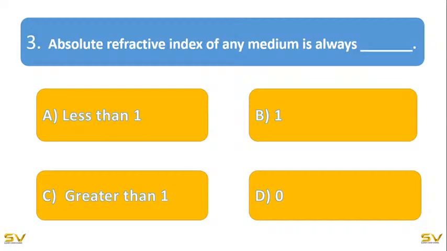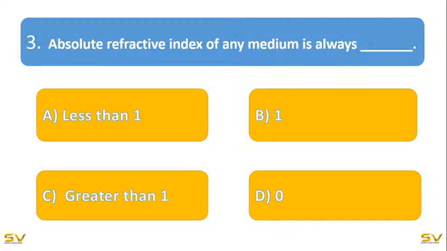The absolute refractive index of any medium: is it less than 1, greater than 1, or 0? What will be the answer for the third question? Yes, I know you all typed the answer for the fourth, but due to the disconnection of the net, I lost the third question. That's why I'm repeating it. Please type the answer for the third.